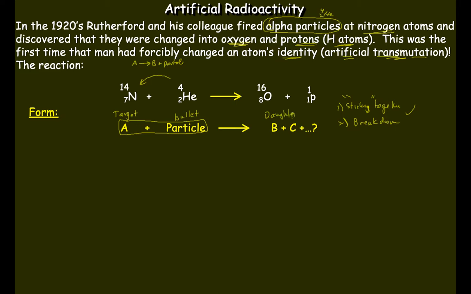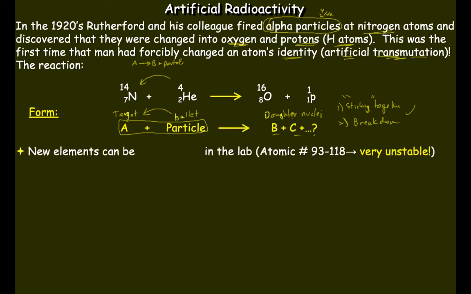Okay, daughter nuclei. Just a couple little vocabulary words that you may see along the way. And again, the bullet is fired at the target, right? So again, scientists choose what bullet they're going to use and what target they're going to use, and then they study the pieces that jump off here. Okay, so that's what happens.